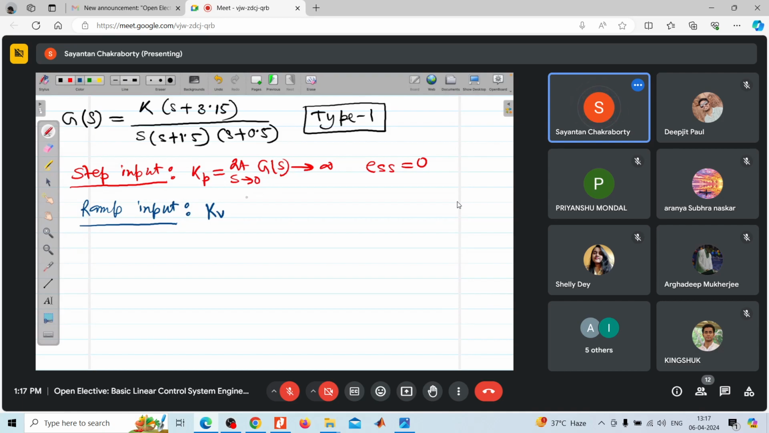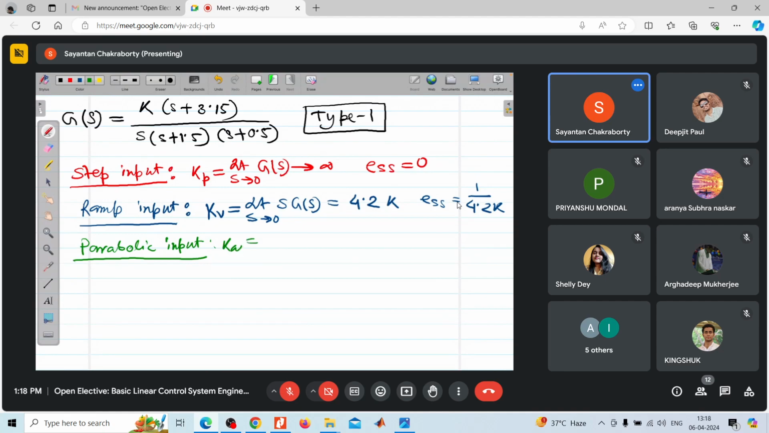Kv is equal to limit s tends to 0 of s G(s), so this will cancel out. For a parabolic input, Ka is limit s tends to 0 of s square G(s). This will come as s square, and since s is there, it will be 0, so you cannot follow the parabolic input. This is one example.